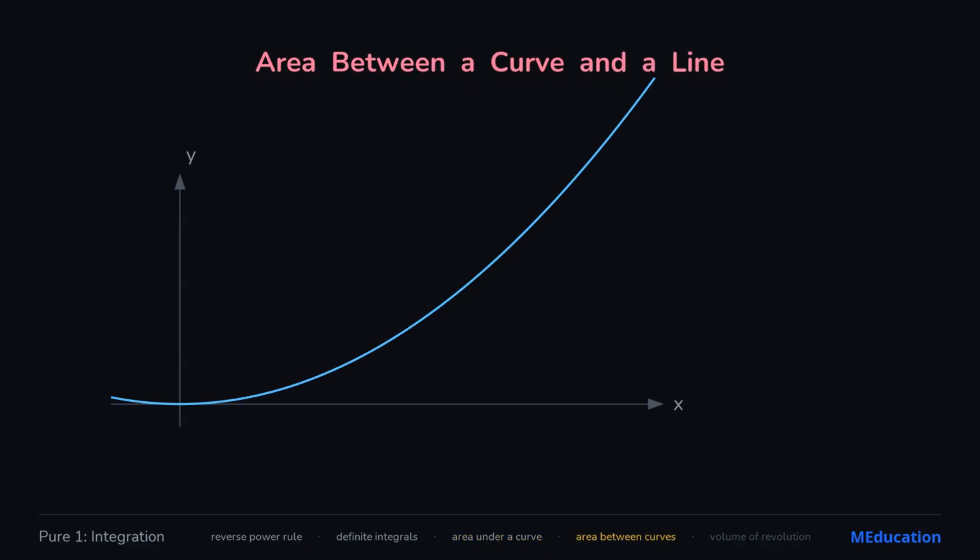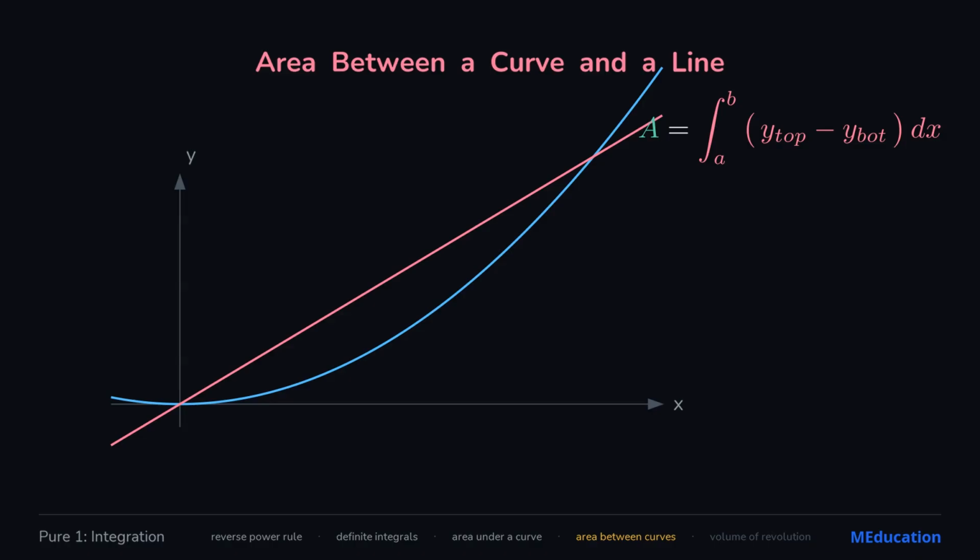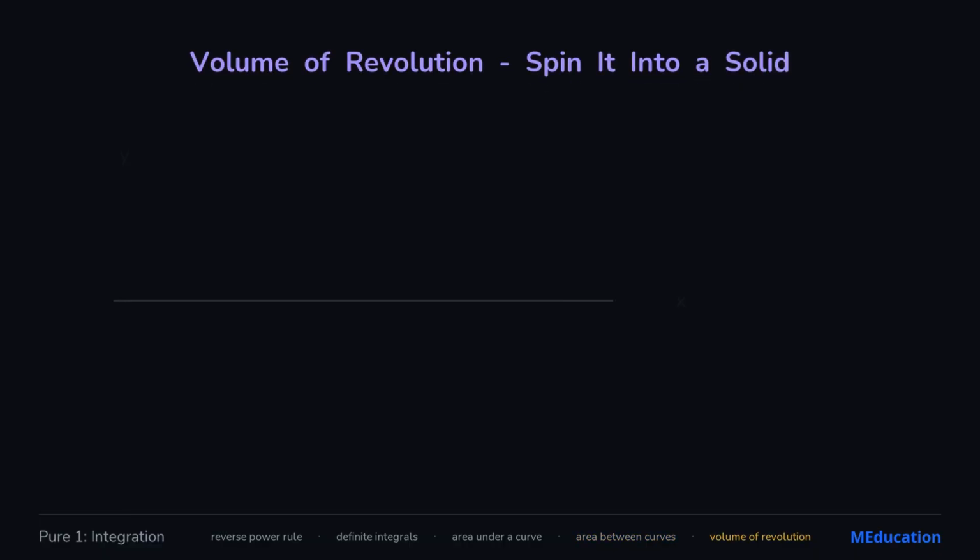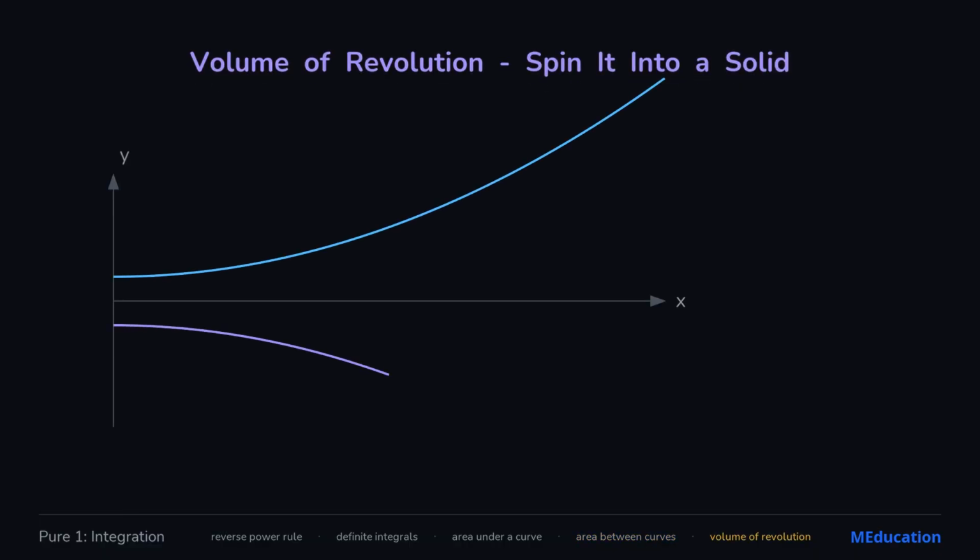To find the area trapped between a curve and a line, the idea is wonderfully simple. Subtract. Integrate the top function minus the bottom function across the region where they overlap. The line carves off a slice, and top minus bottom hands you exactly the area caught in the gap, with no fuss. Finally, the grand finale.